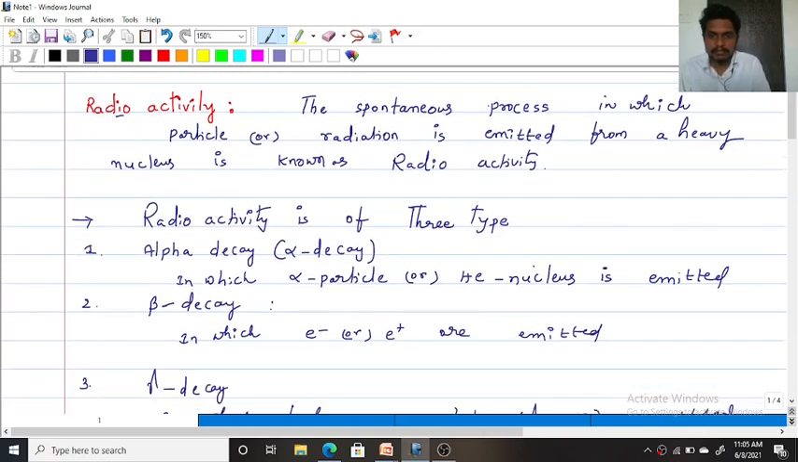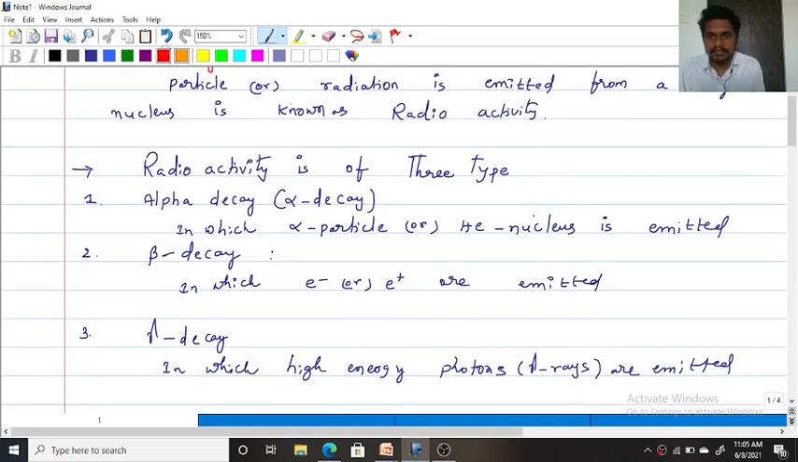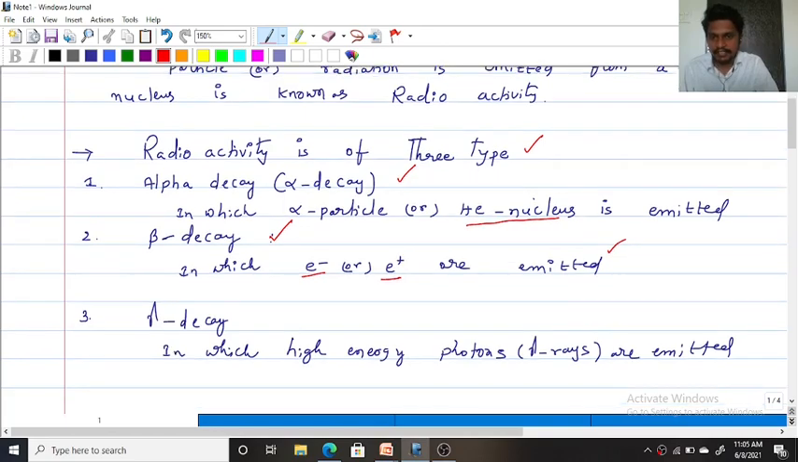We also discussed that radioactivity is of three types. Alpha decay, in which an alpha particle, known as a helium nucleus, is emitted from a heavy nucleus. Second, beta decay, in which either an electron or a positron is emitted from the nucleus. Third, gamma decay, in which high energy photons are emitted from the nucleus. Now we will discuss these three decay processes in detail.